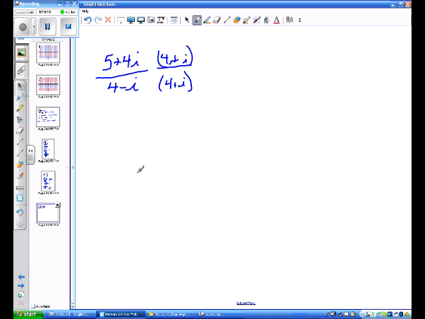Now, to multiply our numerators, we'll go through and just multiply like we would two binomials, using the distributive property. So we're going to have 20. Then we would have plus 5i. Multiplying them both by the 4i, we'll have 16i. And then multiplying our last terms, we will have 4i squared.